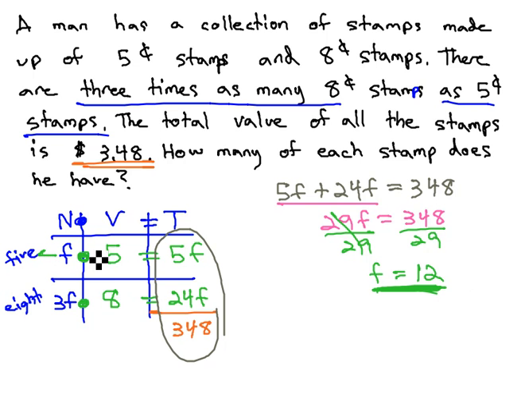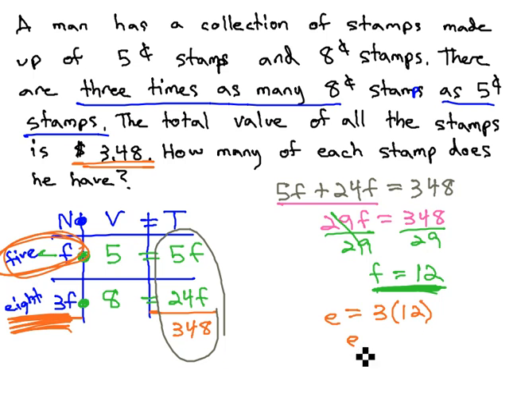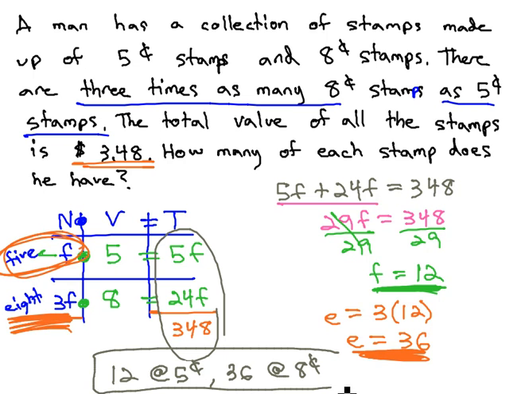This is the number of 5-cent stamps that we're looking for. We've got that. We still need the number of 8-cent stamps. Notice 8-cent stamps are said to be 3F, or 3 times 12. Therefore, the number of 8-cent stamps must be 36. We have 12 5-cent stamps. I'll say 12 at 5 cents each, and 36 at 8 cents each, which gives us the total value of $3.48.